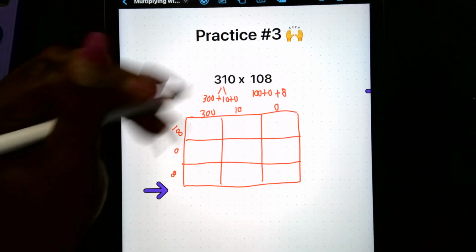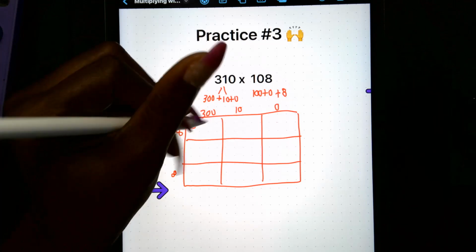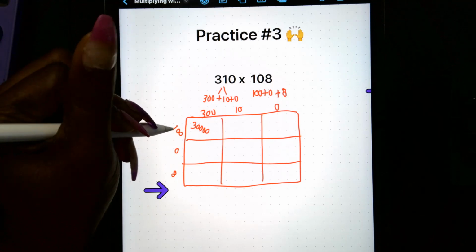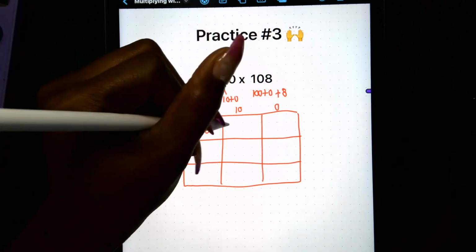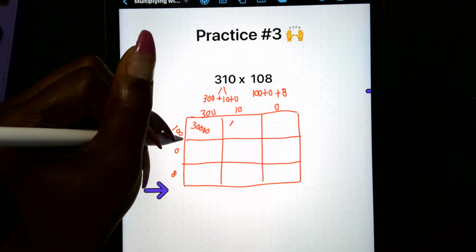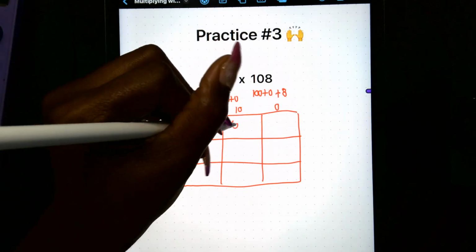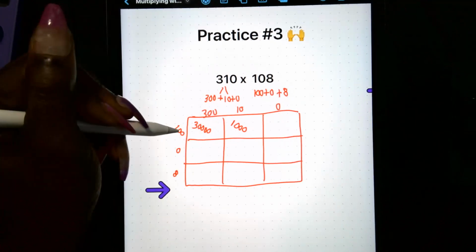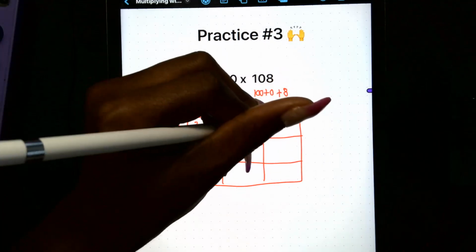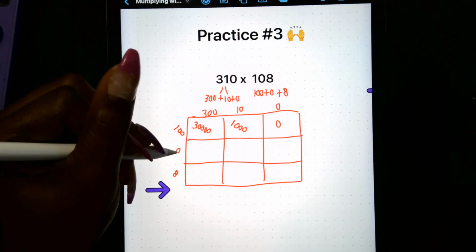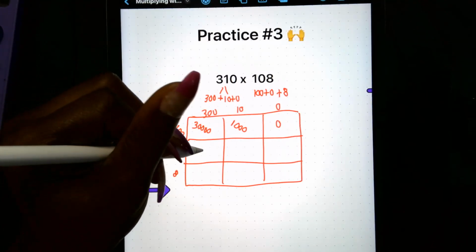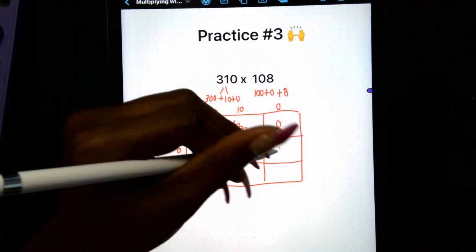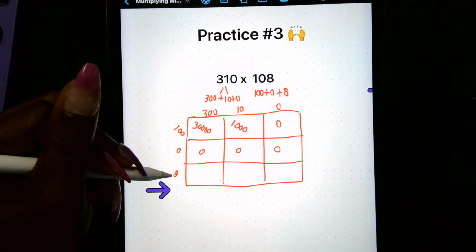1 times 3 gives me 3 plus 4 zeros. 1 times 1 gives me 1 with 3 zeros. Anything times 0 will give me 0. So 100 times 0 is 0. Same here. 0 times 300, 0, 0, and 0. Let's go.